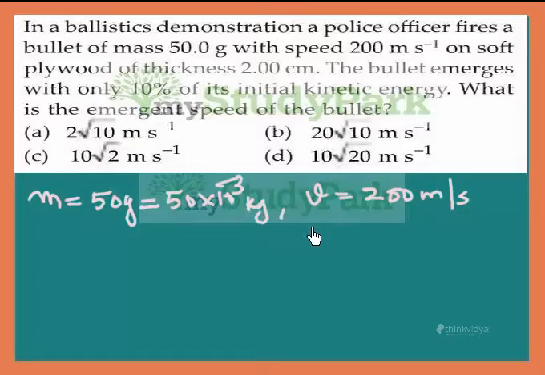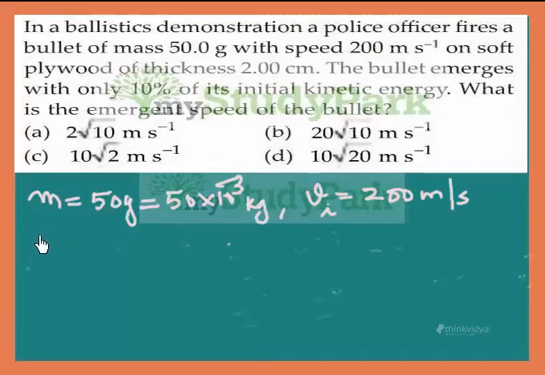So this passes through a plywood of thickness 2 centimeter, and after coming out, it had only 10% of its initial kinetic energy. You've been given the values as m equals 50 gram equals 50 into 10 to the power of minus 3 kilogram, and the initial velocity is 200 meters per second, and it passes through a plywood of thickness 2 centimeters. Once it comes out, it had only 10% of its initial kinetic energy. We are supposed to find the speed of the bullet after it passes through the plywood.